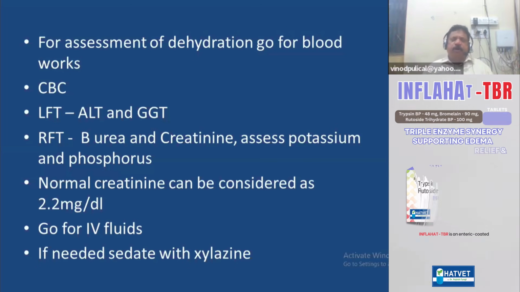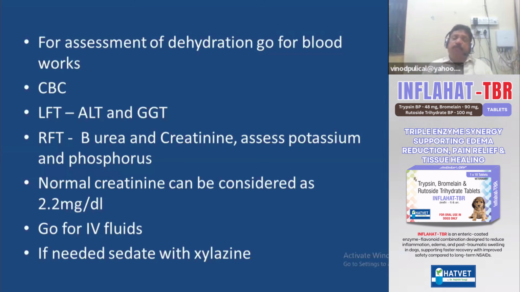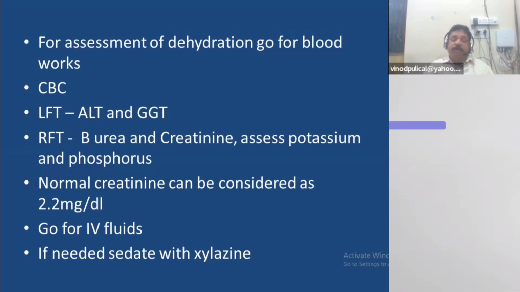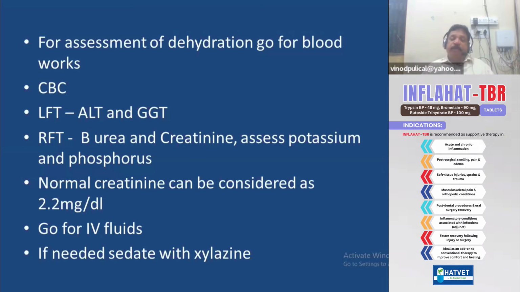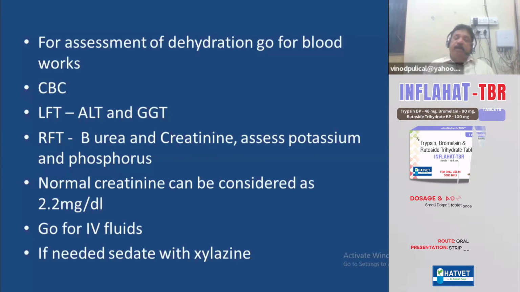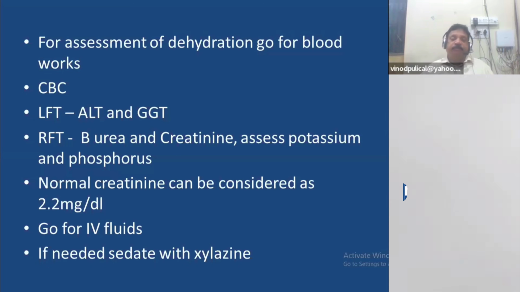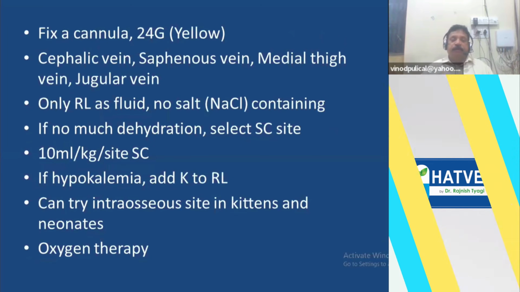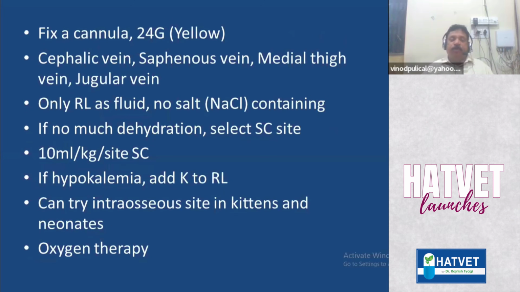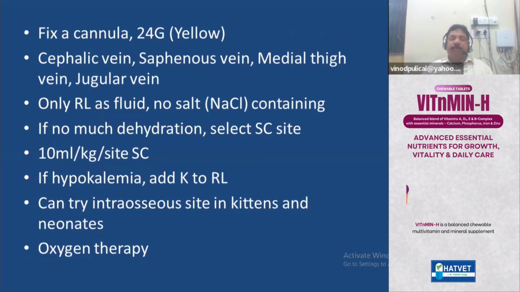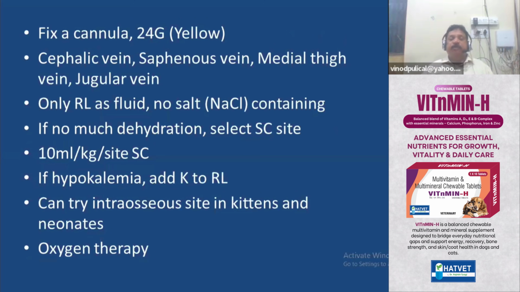So always in anorexia, go for IV fluids, always, because hypokalemia can develop, and the best choice of fluid is Ringer's lactate. And sometimes the cat may not cooperate, and so you can go for xylazine 0.2 milligram per kg intramuscular, knock down, and then give the required fluid with the cannula or scalp set. Fix a cannula of 24 gauge, that is the yellow one. You can select the cephalic vein, saphenous vein, medial thigh vein, or jugular vein.